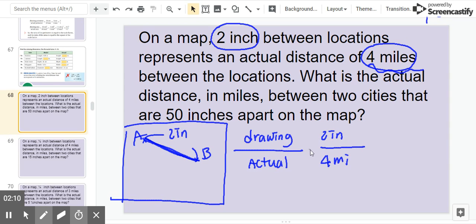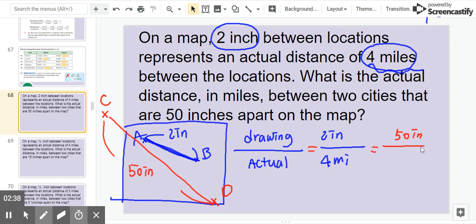I need you to keep the units. What is the actual distance? We're looking for the actual distance in miles between two cities that are 50 inches apart on the map. Oh, this map is really huge. Okay, so let's say there's a map. I have to extend it, let's say between these two cities, C and D. It is like 50 inches apart on the paper. So drawing is 50. What is the actual distance? Are we good here?